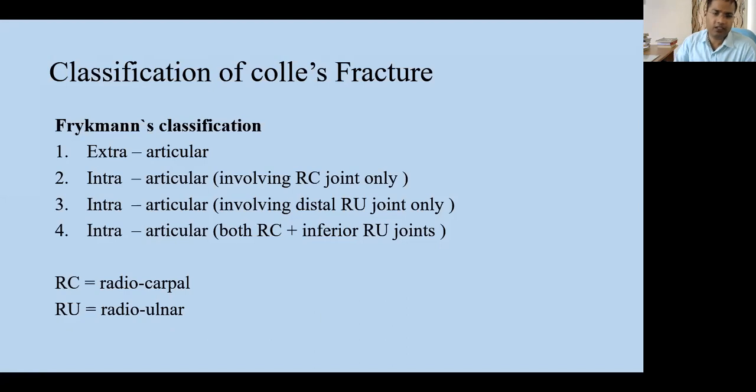Then there are fracture classifications. There are 4 types of Colles' fractures. One, extra-articular, meaning the joint has no involvement. Second, intra-articular, involving the radiocarpal joint. Third, intra-articular, involving the radioulnar joint. And fourth, intra-articular, where both the radiocarpal as well as the radioulnar joints are involved in that fracture.